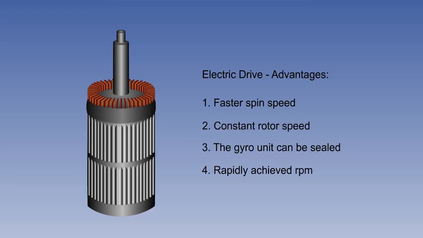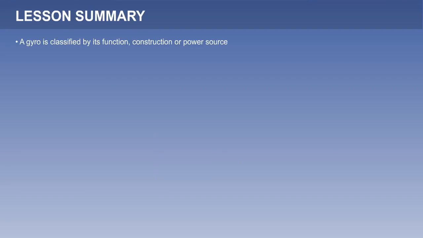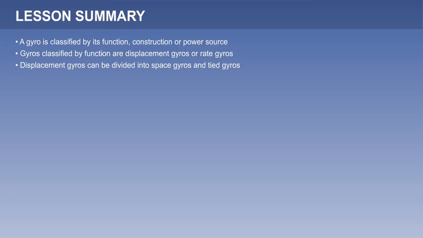This ends the lesson on types of gyroscopes. A short summary follows. A gyro is classified by its function, construction, or power source. Gyros which are classified by function are displacement gyros or rate gyros. Displacement gyros can be divided into space gyros and tied gyros. An Earth gyro is a tied gyro, tied by gravity.